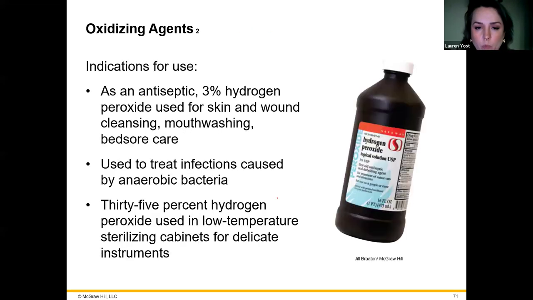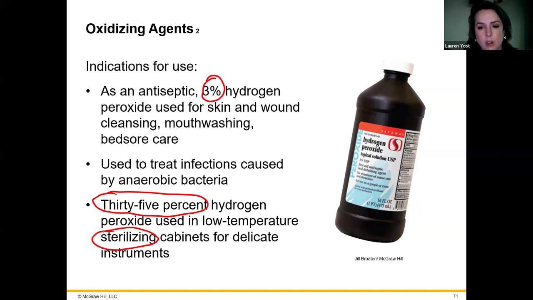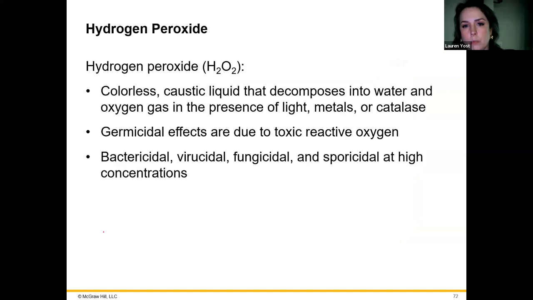When you buy it at the store, 3% hydrogen peroxide is not going to be sterilizing, but you can use it for wound cleansing, mouthwash, and bed sore care. At high concentrations, so we're talking 35% hydrogen peroxide, we can sterilize and use that to sterilize instruments that can't be exposed to heat and stuff like that. So it's pretty useful for that.